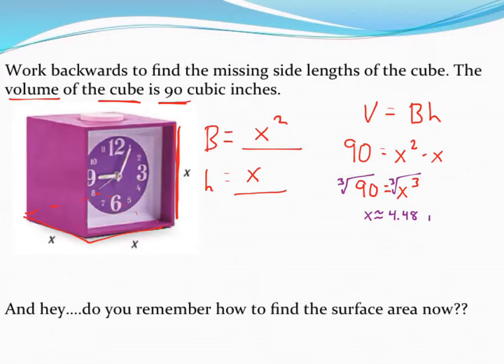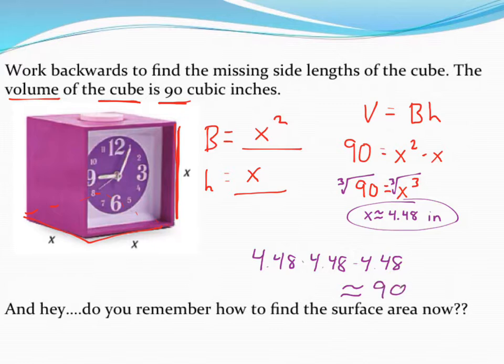Since that's the side length of a cube, I'm going to label that as just inches. It's really easy to check this answer since we're saying the side is going to be 4.48. Just do 4.48 times 4.48 times 4.48, or 4.48 cubed, and you should get a volume of about 90. It won't come out exactly 90 because we rounded it off, but it should be pretty darn close to 90. Okay, so that's what that missing dimension must be.